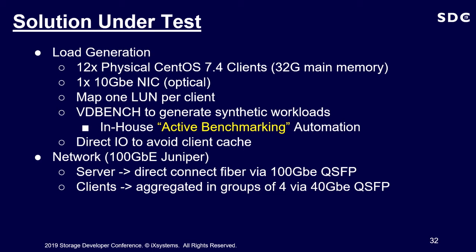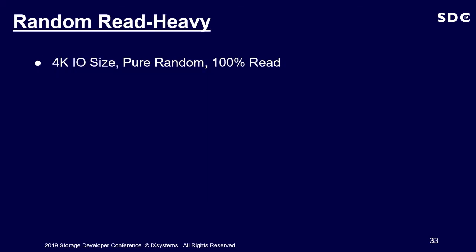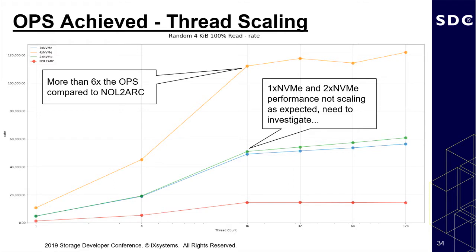That's an in-house automation that we've worked on the past couple years. So let's do some 4K. VDbench is the load generator, so this is a very synthetic random 4K workload. The only really unexpected thing is that one and two NVMe devices perform about the same. They don't scale. But then four really scales. That's a deep dive that I have to do.